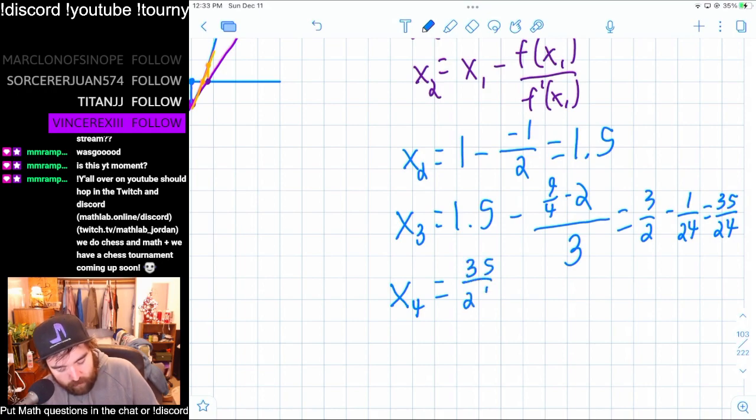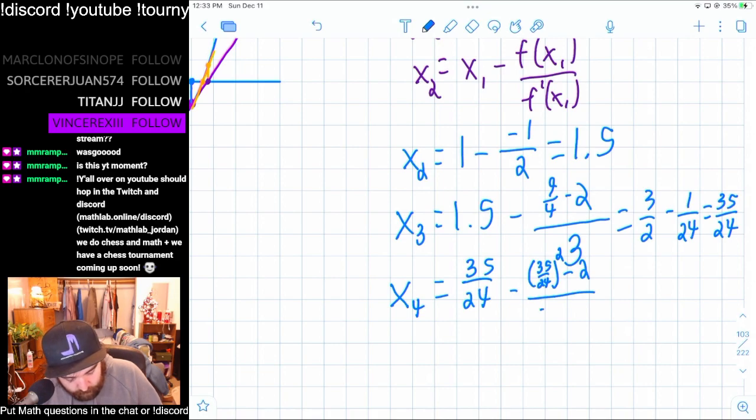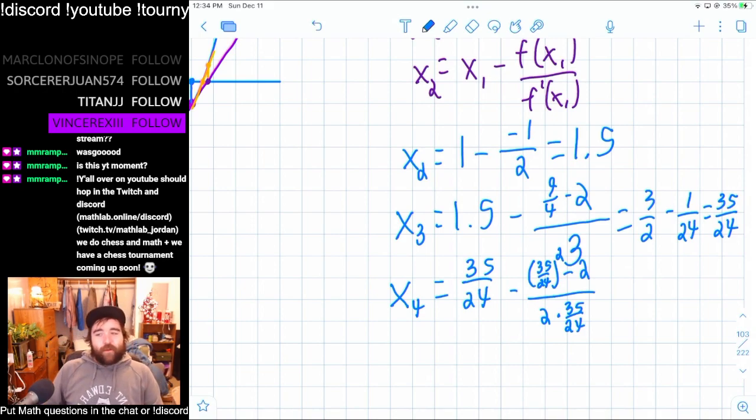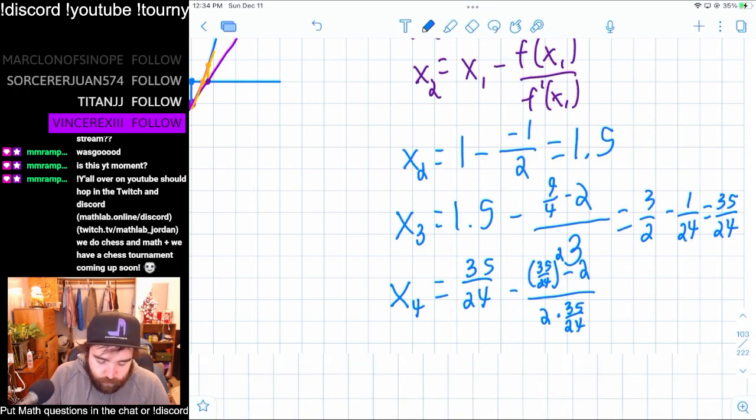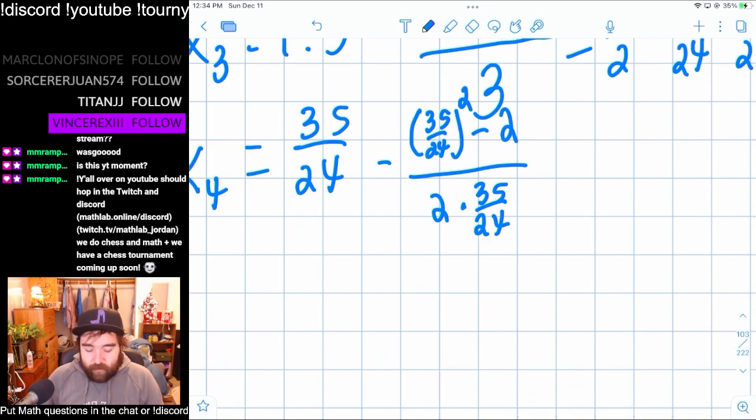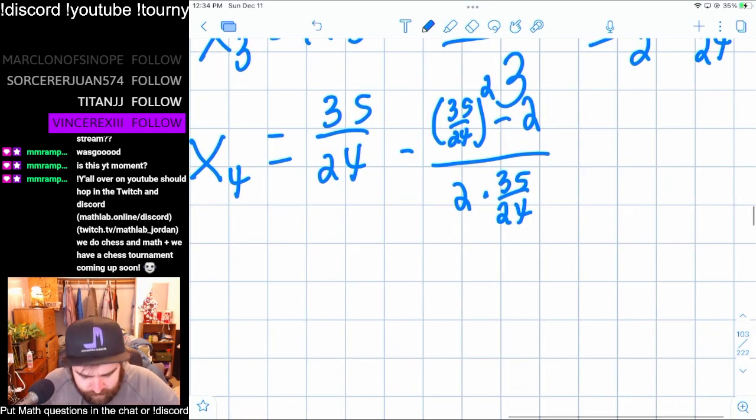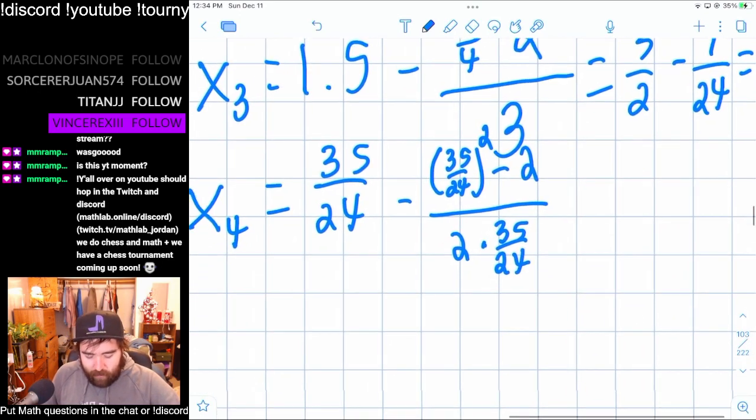So 35 over 24 minus 35 over 24 squared minus 2 over 2 times 35 over 24. And the whole point of this is not really to do it with a calculator, but to do it with a 4-function calculator, one that doesn't involve square roots and stuff, because they had access to that decently back in the day. But you could also just grind this out. That's also not that bad.